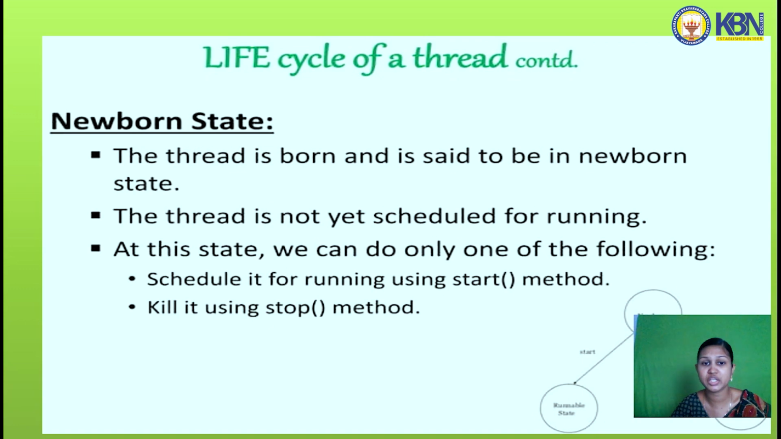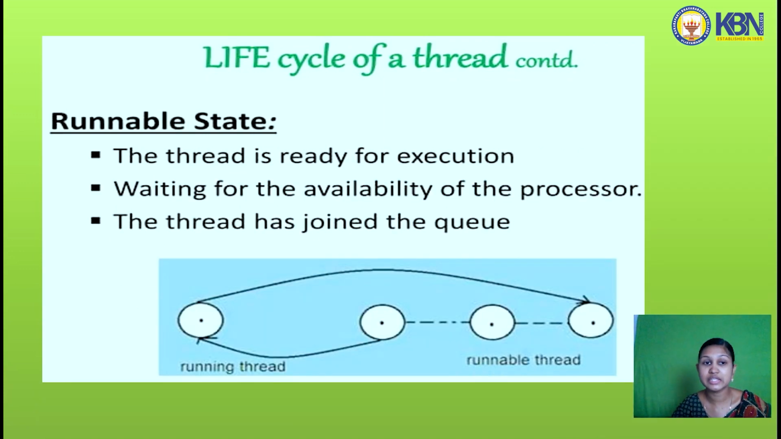What is the newborn state? Whenever you create a new thread, or the thread is not yet scheduled for running, at this stage you have to use the start method, and then the thread will be executed. If you want to kill the thread, you can use the stop method. What is the runnable state? It is ready for execution. The thread starts its execution, waiting for the availability of the processor. The thread has joined the queue and waits for execution while other multitasking is going on.